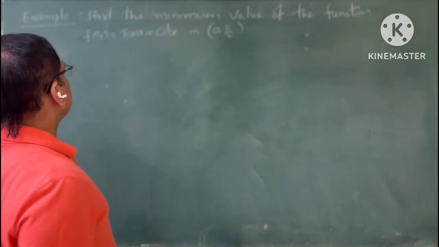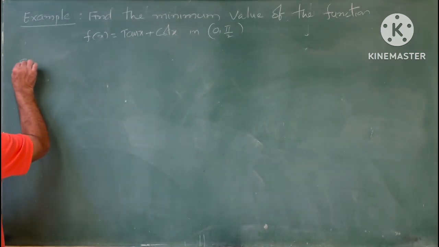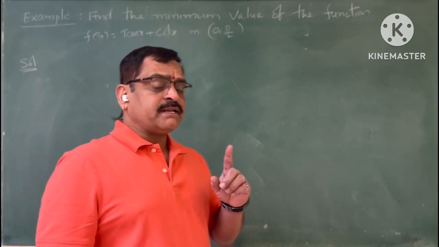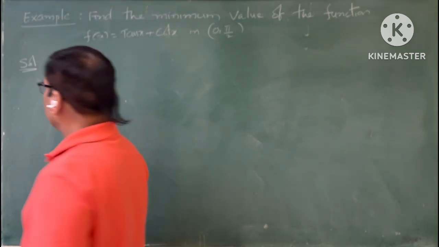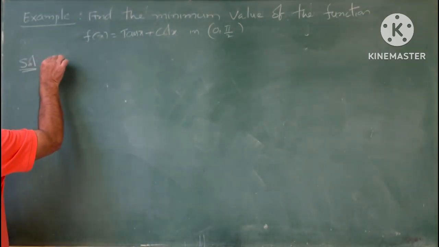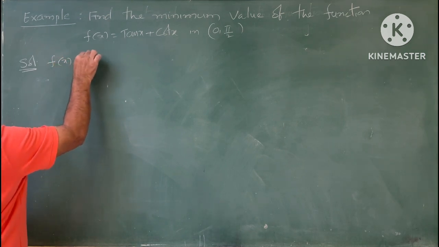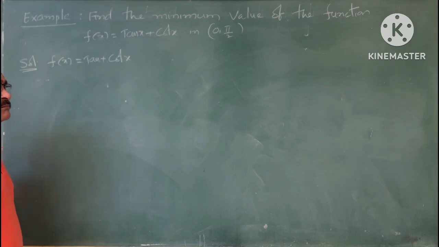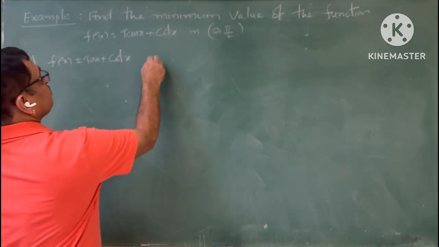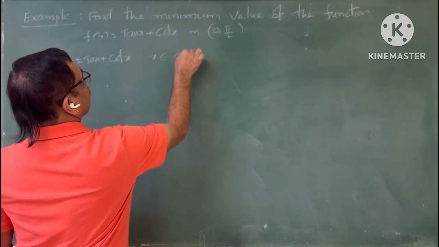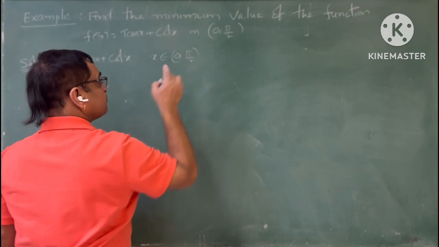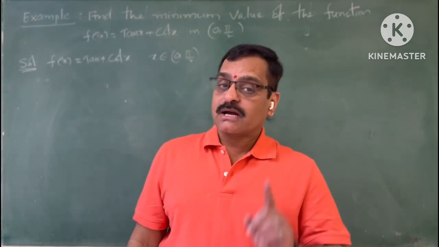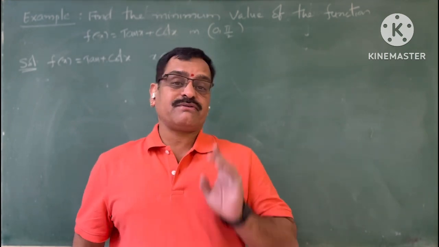Okay, now solution. In the interval, the function f of x is equal to tan x plus cot x, and the interval is x belongs to 0 to pi by 2. That means in the first quadrant. In first quadrant, tan and cot both are positive.